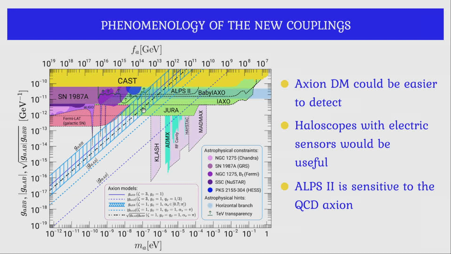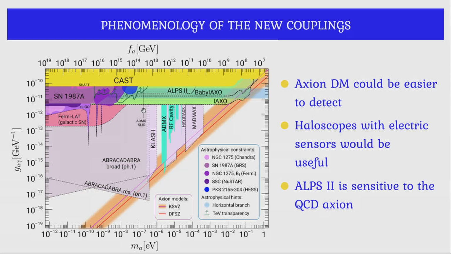What we see is that axion dark matter, which now lives here on the axion-photon coupling plot, can be easier to detect. So haloscopes with electric sensors would be helpful. ALPS-2 is now sensitive to the QCD axion, which is interesting, and here is the difference.